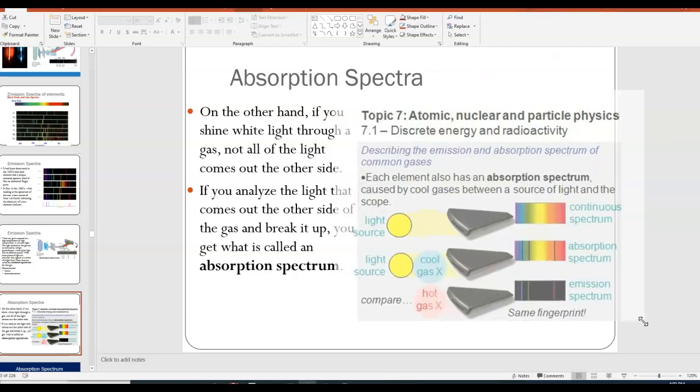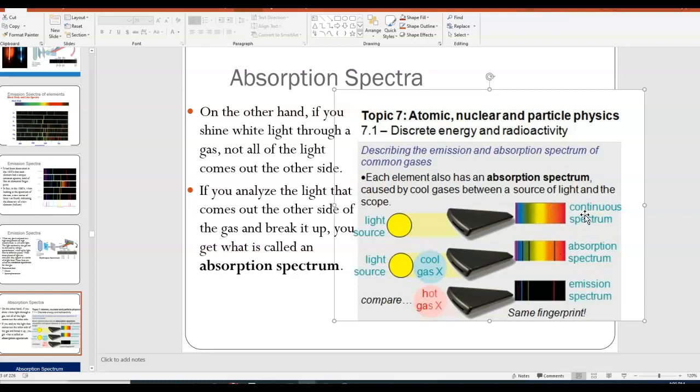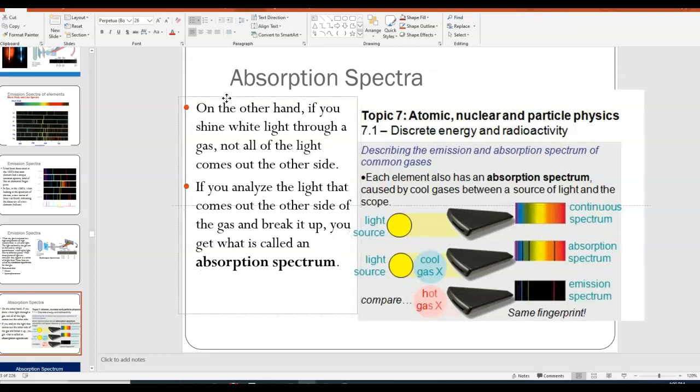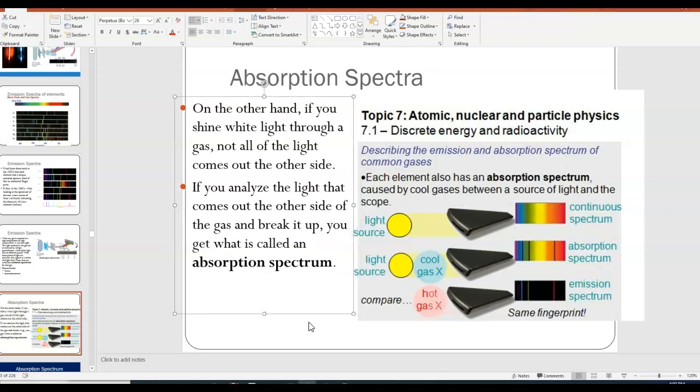Let me see if I can make it bigger. This is showing you the difference between a continuous spectrum, an absorption spectrum, and an emission spectrum. With the absorption spectrum, you take white light, which would be a continuous spectrum by itself, pass it through the gas, then pass it through the spectrometer, and you get an absorption spectrum. An absorption spectrum looks almost like a continuous spectrum, but it has these black lines, these missing lines. So that's the difference between an emission spectrum and an absorption spectrum.